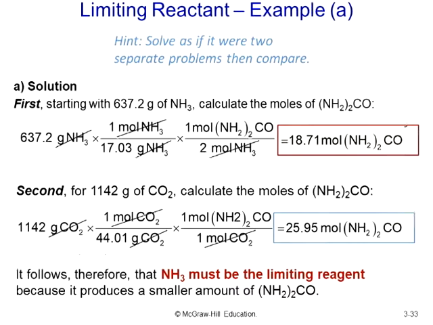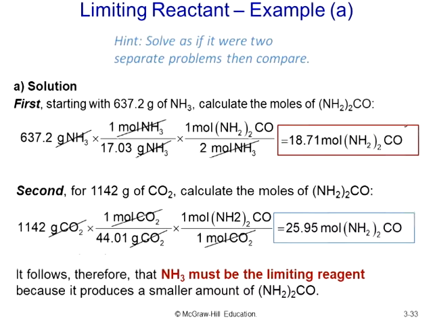So, let's treat 637.2 grams of ammonia with 1142 grams of carbon dioxide and determine the limiting reactant, the excess reactant, and how much excess there is. We'll treat this as two separate problems. Let's start with using the ammonia.